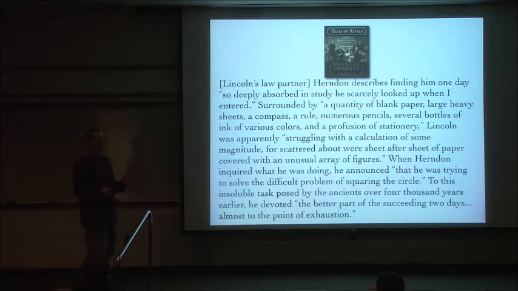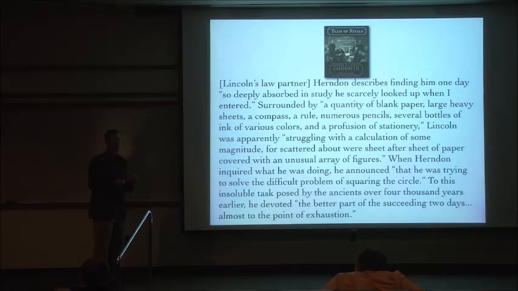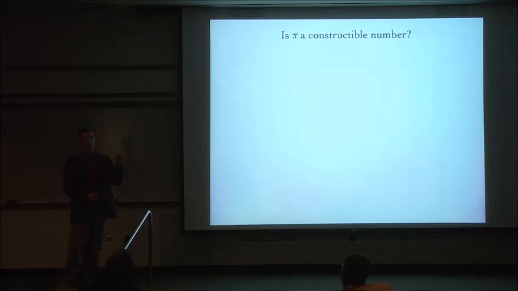So there's actually a whole class of kooky people that you call circle squarers or angle trisectors, people who think they can solve these problems even though they're impossible. And so you might think that Lincoln was one of these kooky circle squarers, but in Lincoln's defense, the theorem hadn't been proven at this point. This was still an open problem when Lincoln was trying to square the circle. So, really, this is going to boil down to, is the square root of pi constructible, which is equivalent to, is pi constructible?